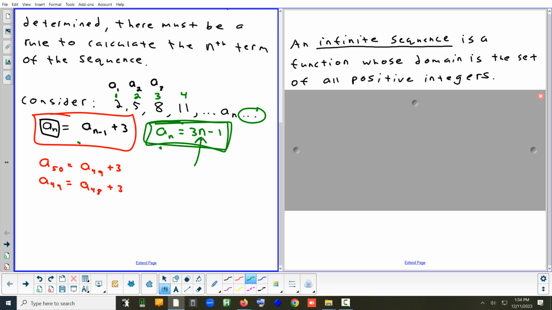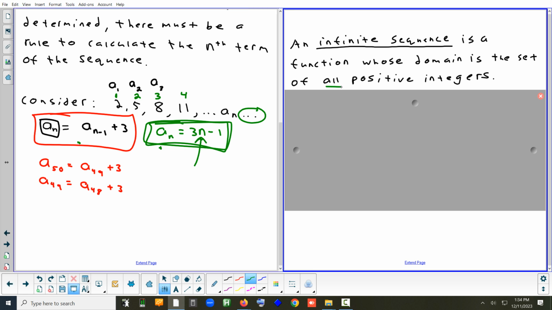Right? So that's why when you have a formula for a sequence, the variable just represents positive integers. That's all you can plug in. And if it's an infinite sequence, go as high as you want.